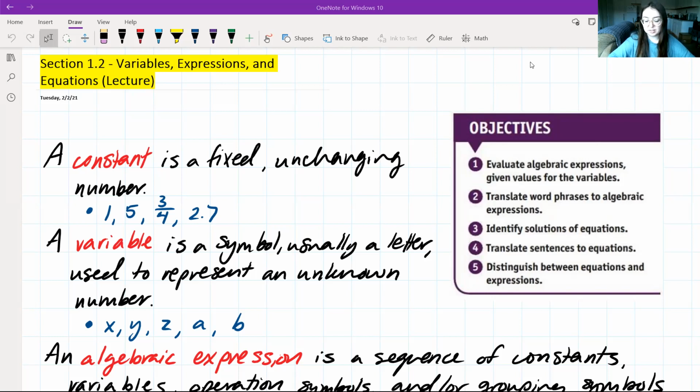Now, a variable is a symbol, usually a letter, and it's used to represent an unknown number. Sometimes we can see this being multiplied, divided, added, or subtracted to a constant. We usually see them attached to constants, although we don't always have to. Common variables are x, y, and z, or a and b, but it can be any letter.